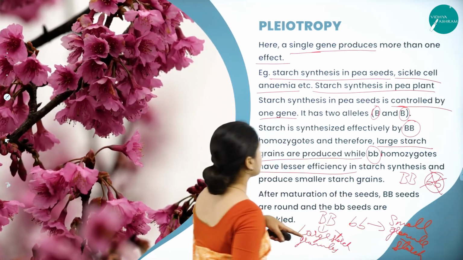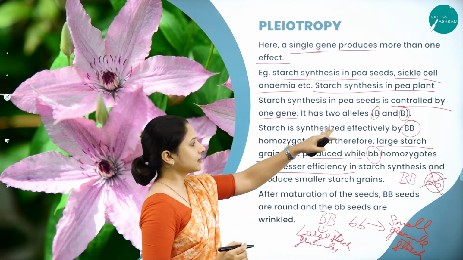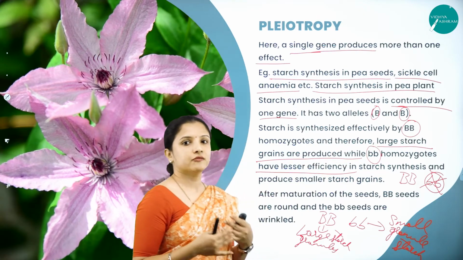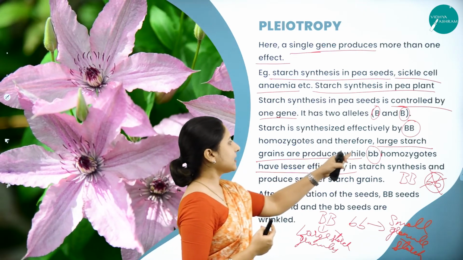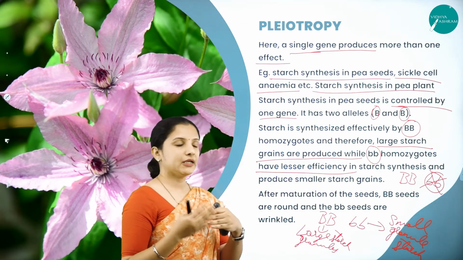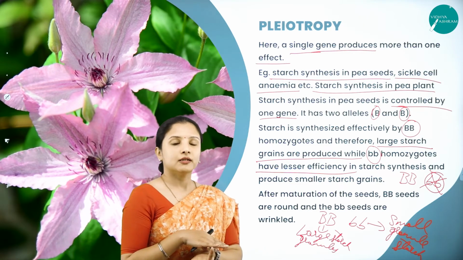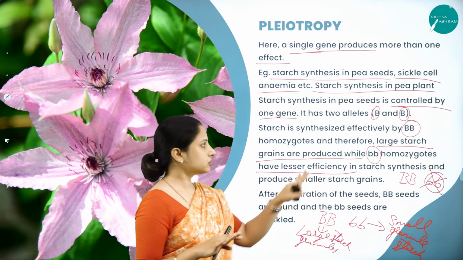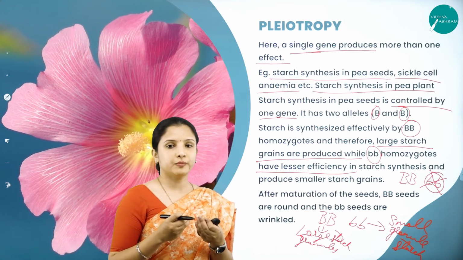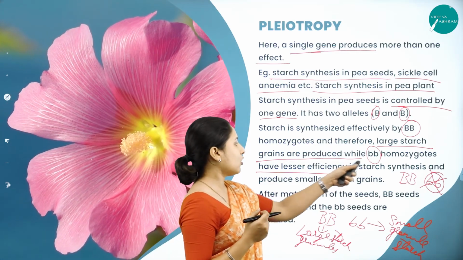So this is about pleiotropy. It has two alleles, B and b. If the allele is effectively expressed, then large starch grains will be produced in the pea seeds. And if the recessive b is expressed, then also starch will be produced. It is not that starch will not be produced completely. Starch will be produced, but in a lesser amount. The granules of the starch will be smaller in size, and all that will occur.